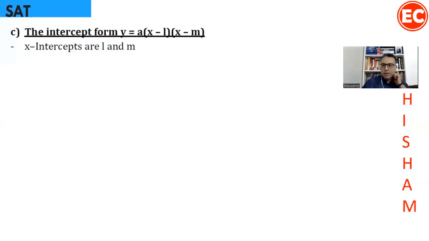Now we have the third form of the quadratic function, or the quadratic equation: y is equal to a(x minus l)(x minus m). As we can see here, if the coefficient a is positive, greater than 0, it opens upward. If a is negative, smaller than 0, then it opens downward. And x minus l and x minus m directly give me the intercepts of the x-axis.